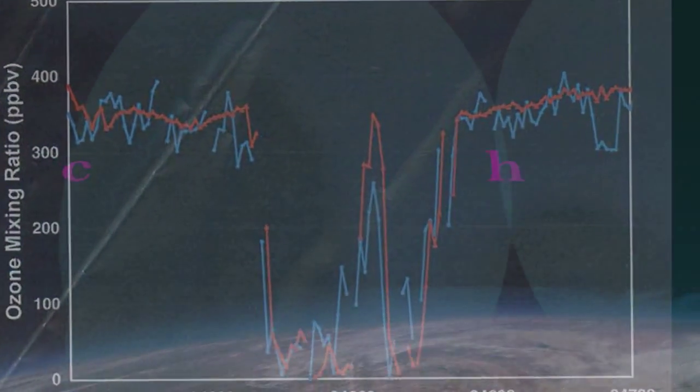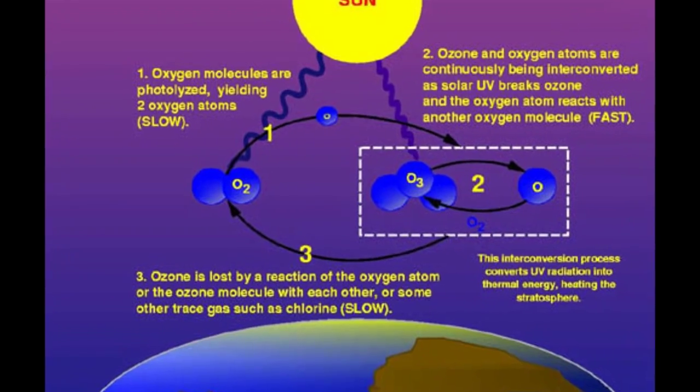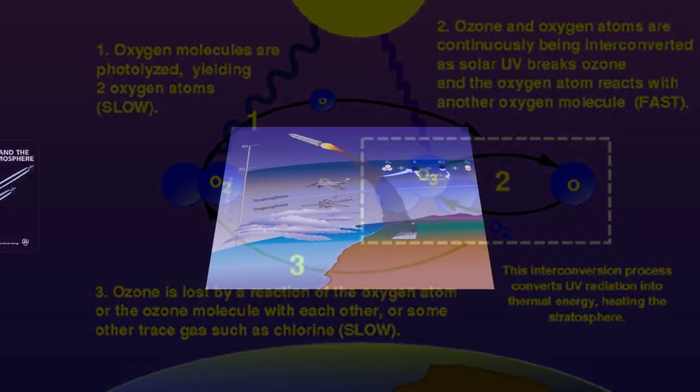A variety of chemical processes can reactivate ozone-destroying molecules. Depending upon the altitude at which gases are emitted, and other factors, aircraft emissions can either produce or destroy ozone.